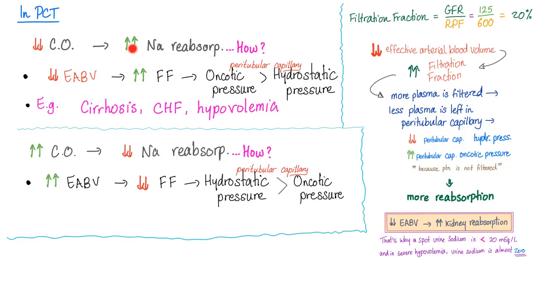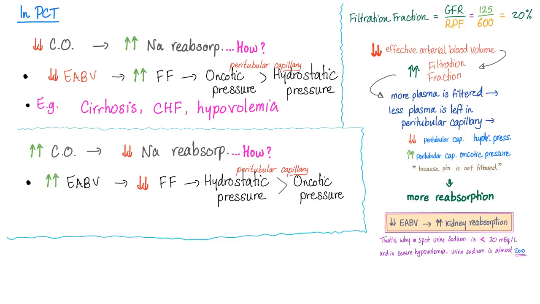So let me say the statement that will shock you to the core. Decreased cardiac output will lead to increased sodium reabsorption. How? Because you decrease your effective arterial blood volume, you increase your filtration fraction. The oncotic pressure in the peritubular capillary exceeded the hydrostatic pressure. You can pull fluid, called sodium reabsorption.